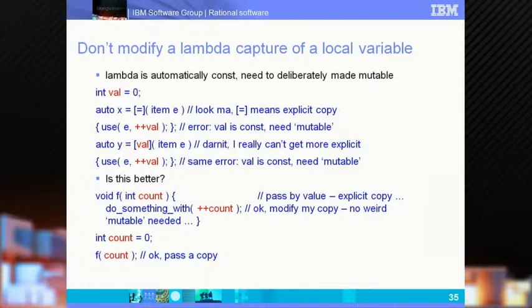Damn it, I actually really want to capture this explicitly, capture this by value explicitly. So I'm going to actually put the name val in there. And I still can't update val, because the lambda, by nature, is implicitly const.